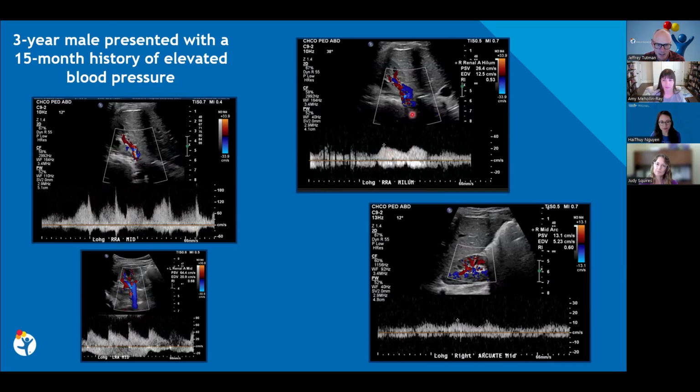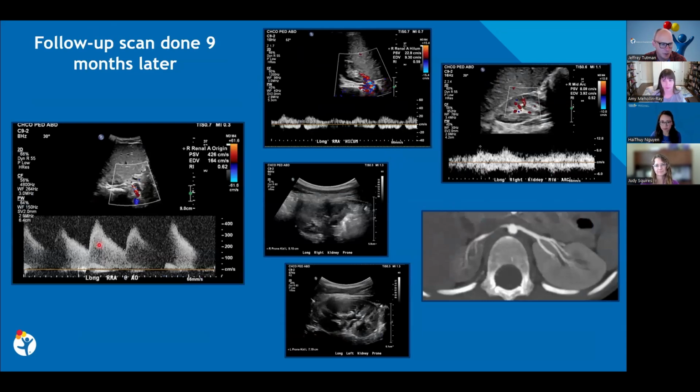More distally, velocities were much lower. At the hilum, about 26, with more of a tardus parvus waveform. This patient was just observed and then later developed much higher velocities, up to the low 400s. Again, these are tardus parvus velocities. They also developed this asymmetry. I know these numbers are really small, but they had developed a renal size discrepancy.